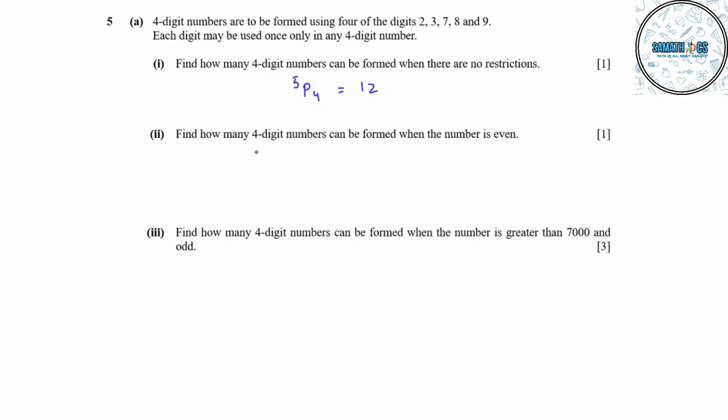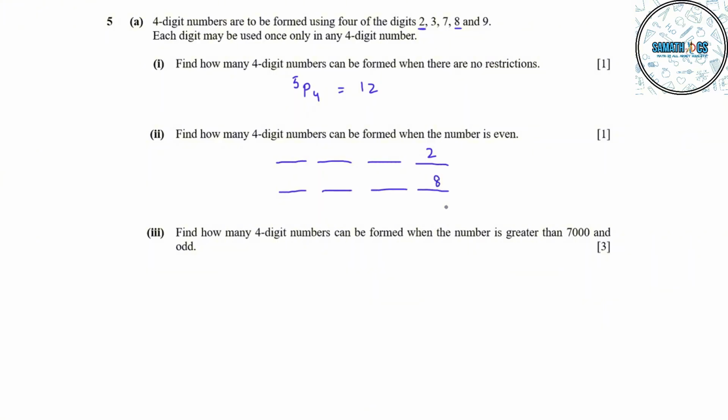Second part, find how many 4-digit numbers can be formed when the number is even. It means that the last digit will be either 2 or 8, because if the last digit is even, then the whole number is even. The last digit here can be 2 or it can be 8.